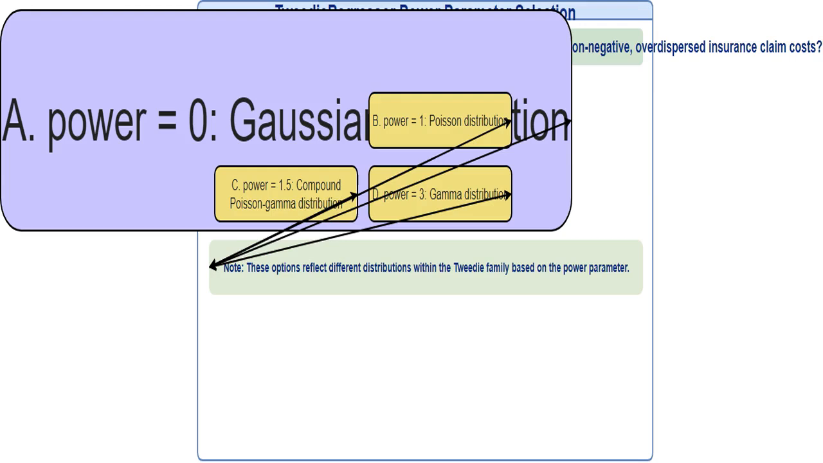This is the title of the quiz. We will explore how the power parameter in Scikit-learn's TweedieRegressor impacts the type of distribution used to model data. A power parameter of 0 means we're using a normal distribution, or Gaussian distribution, which assumes data can be positive or negative and follows a bell curve. It's not suitable for modeling claim costs, which are always positive.